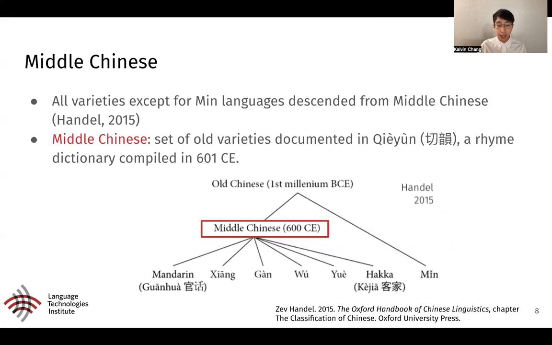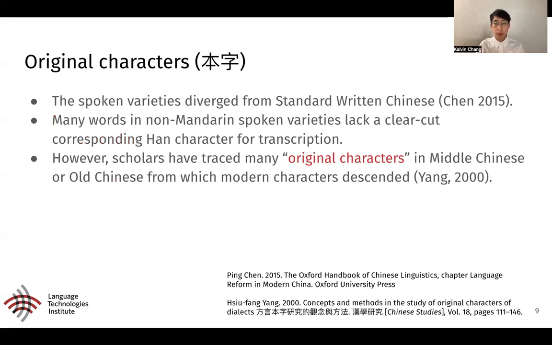As we see from this example, each variety has its own divergent romanization. Now, most scholars of Sinitic believe that all varieties except for Min descended from Middle Chinese. Middle Chinese is the set of old varieties documented in the Qieyun, a rhyme dictionary compiled in 601. Over time, the spoken varieties diverged from standard written Chinese. As such, many words in these spoken varieties lack a clear-cut corresponding Han character for transcription today. However, scholars have been able to trace many original characters in Middle Chinese or Old Chinese from which modern characters descended.